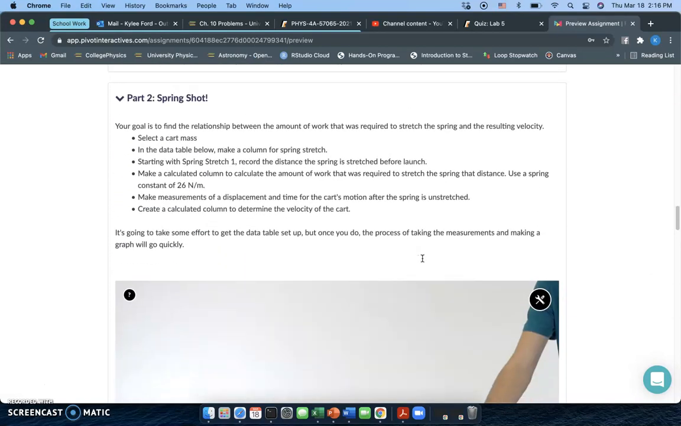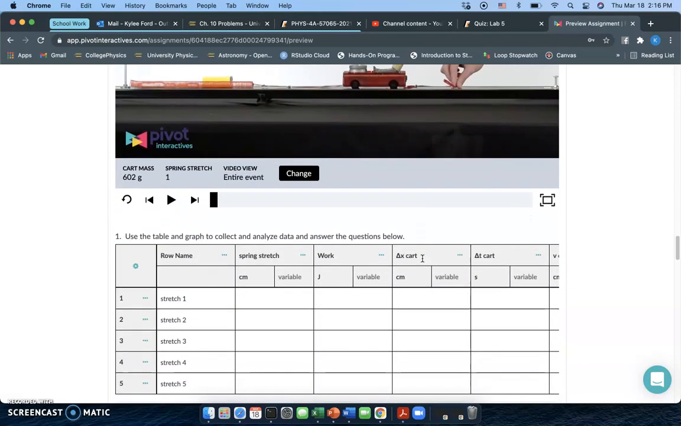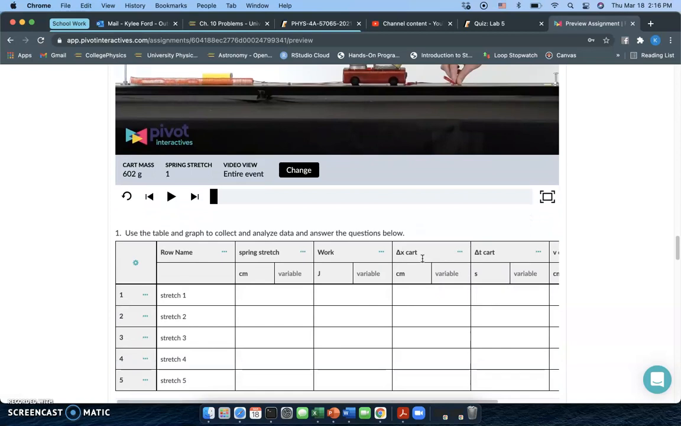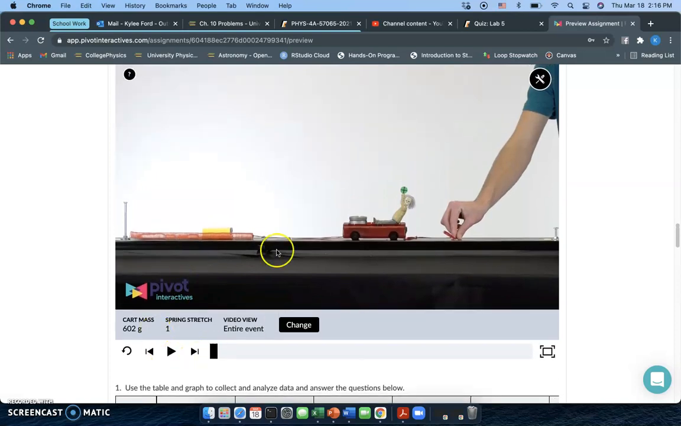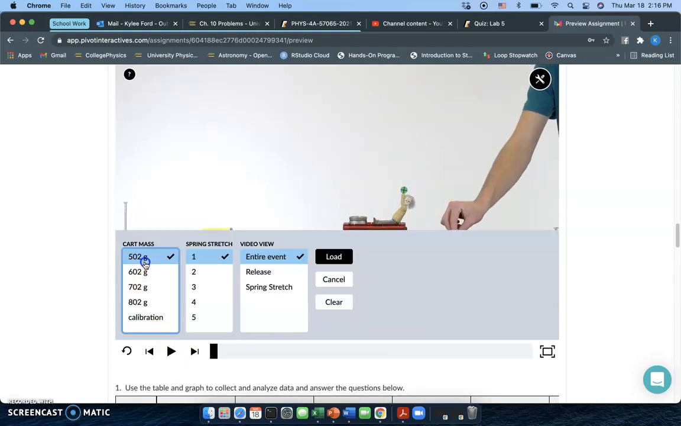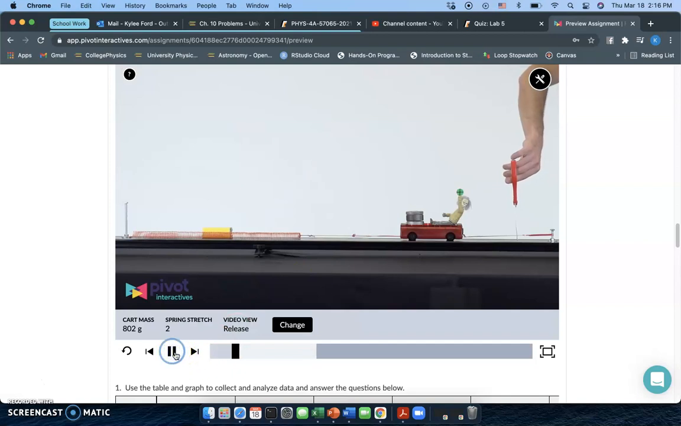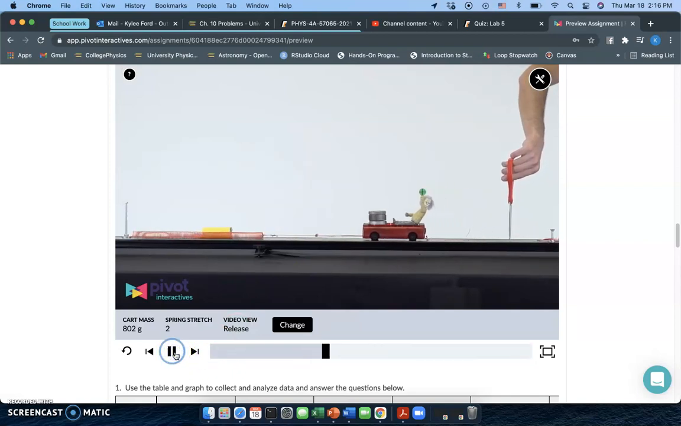It's the same exact setup that we had before, but now we want to create a data table and take data. We can change our mass and which spring stretch we have, so how far are we going to stretch it. Then we have our release video or our spring stretch video. I'm going to show you the release video, so that's this one here.